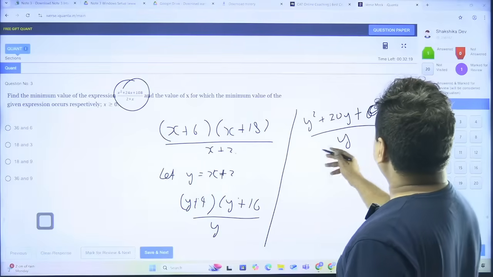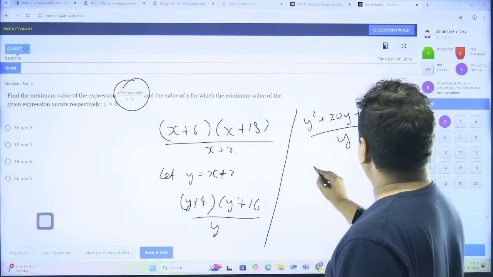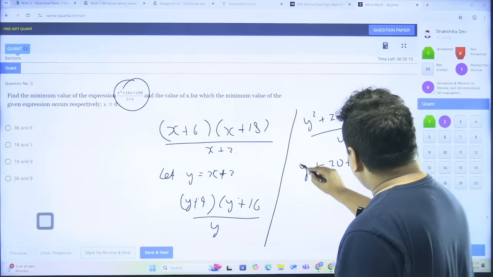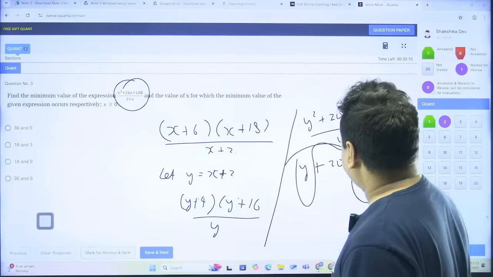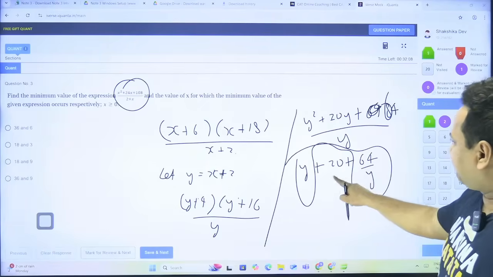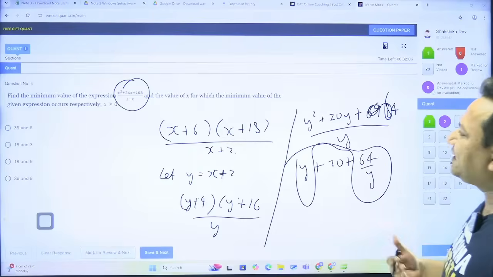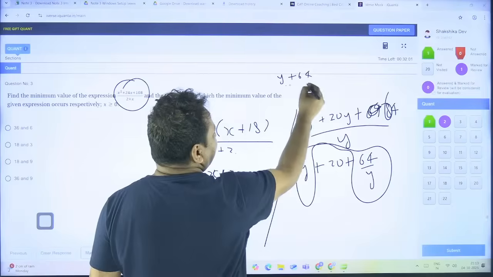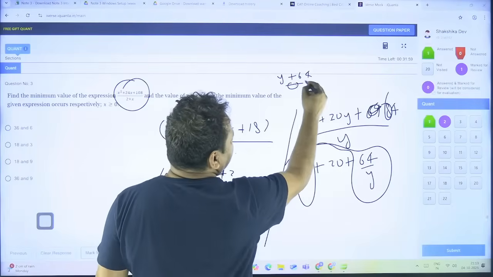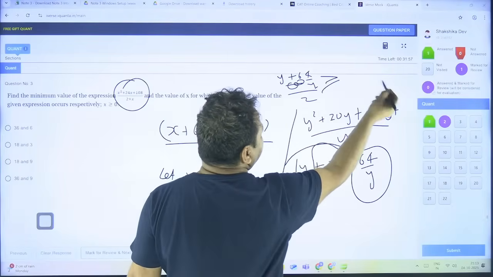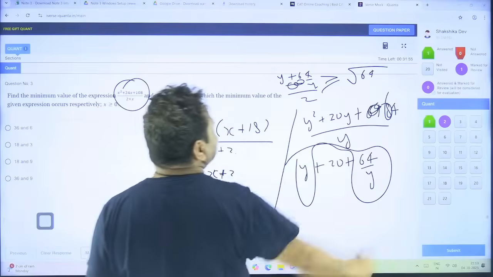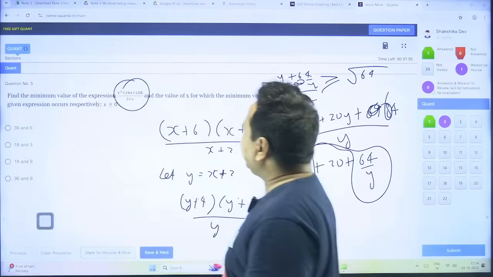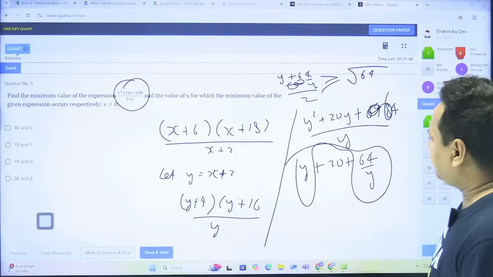y square plus 20y. If I expand this, I'll get y plus 20 plus 64 by y. Oh, now I am doing it correctly. So this thing, 20 is constant, y plus 64 by y is not constant. I can use arithmetic mean and geometric mean. So the average of these two, y plus 64 by y, whole upon 2 must be greater than or equal to the square root of 64, that is 8. So the sum must be at least 16. If y plus 64 by y is 16, okay.